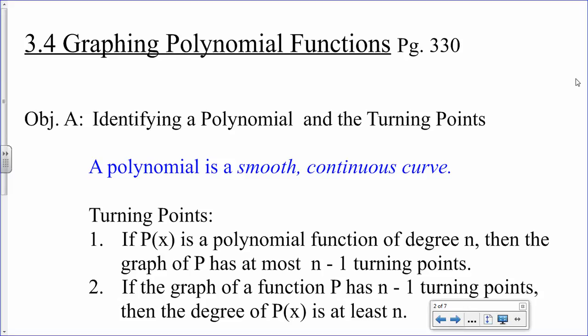So what this says is that if you have a polynomial function of degree n, then you can have at most n minus 1 turning points. So if you have a fourth degree polynomial, a quartic, then at most you can have 3 turning points, 3 relative minimums and maximums. Then number 2 here is the converse. So if you're given a graph and you see 2 turning points, then you know it has a degree of at least 3.